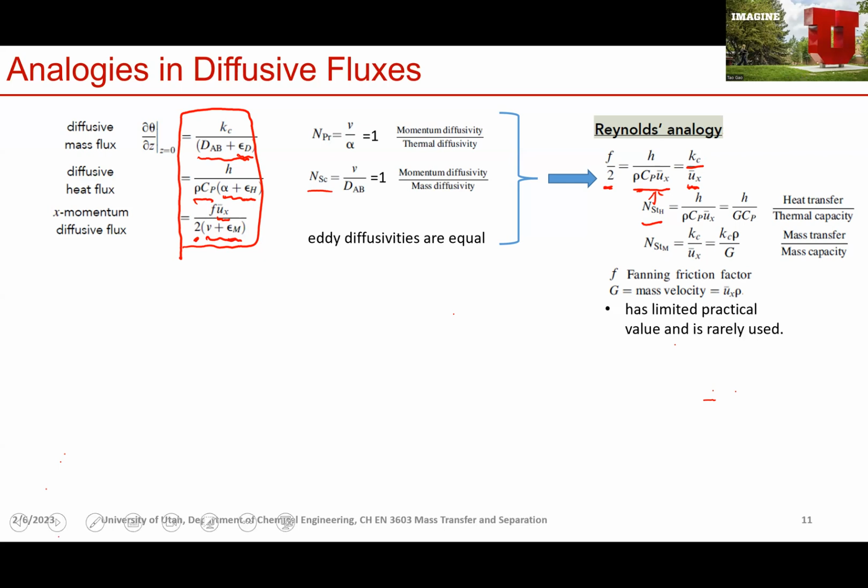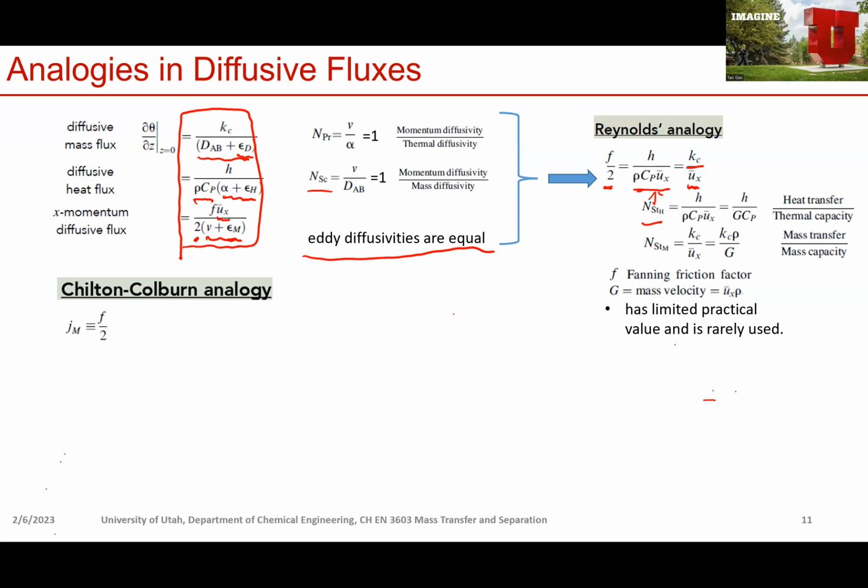Now this equation has very limited practical use because, as we see here, in order to get the Reynolds analogy, you need to make several assumptions, including that the mass transfer, thermal, and momentum diffusivities need to be equal. This is a very strong assumption. So next, we're going to talk about the other analogy that's called the Chilton-Colburn analogy. That's more practical. Okay. Questions?